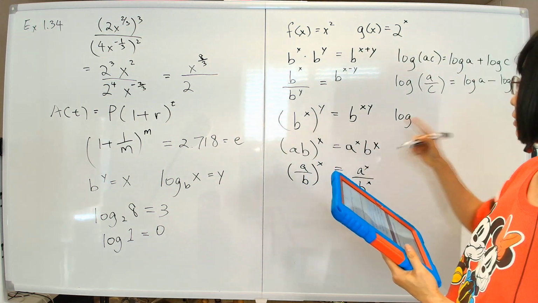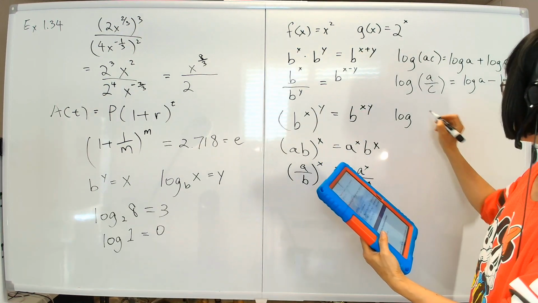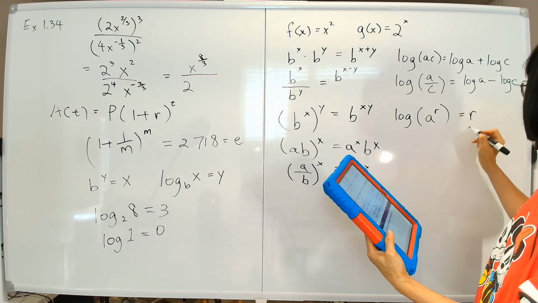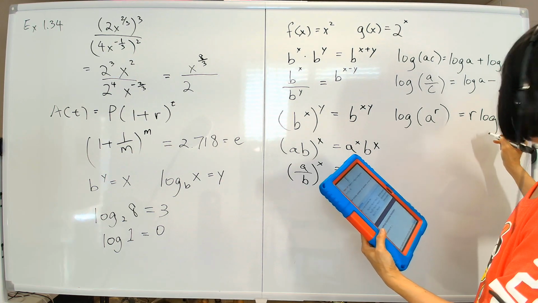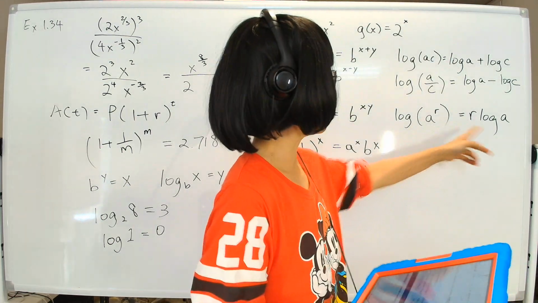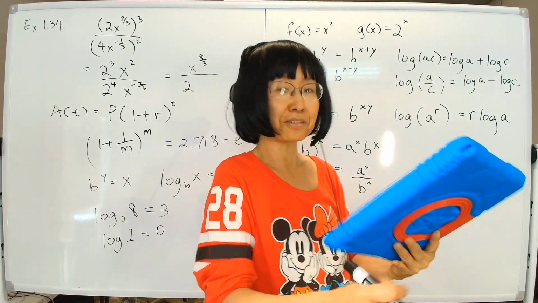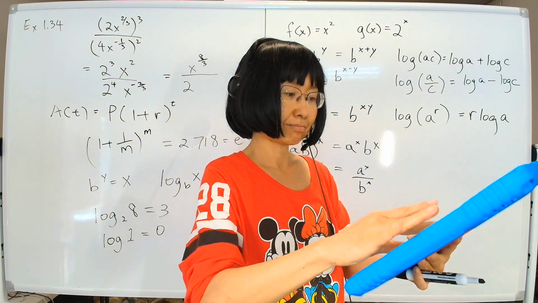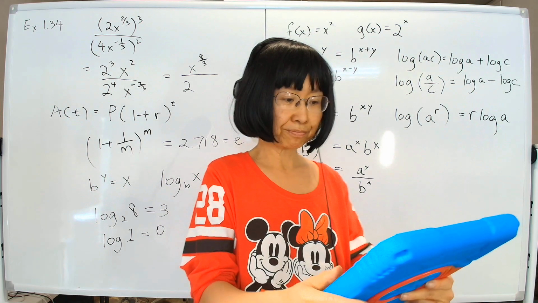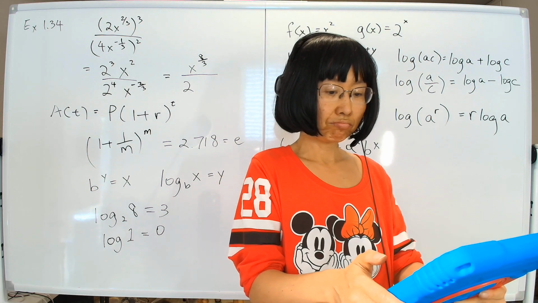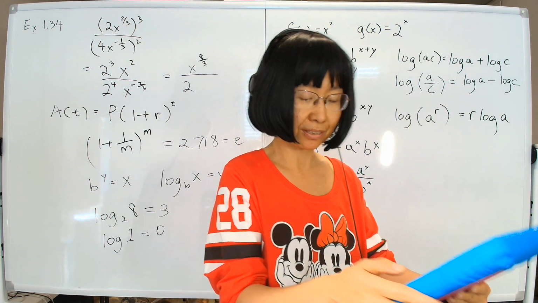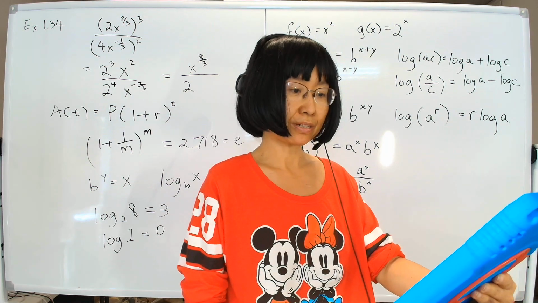So the log of a to the power r is the same as r times log a. Again, any base. We don't write down the base as long as it's the same base. Of course, if you throw in a different base, then you're not making any sense. But anyway, those are the rules. All right. Next, let's do some exponential equations, equations involving exponential functions.